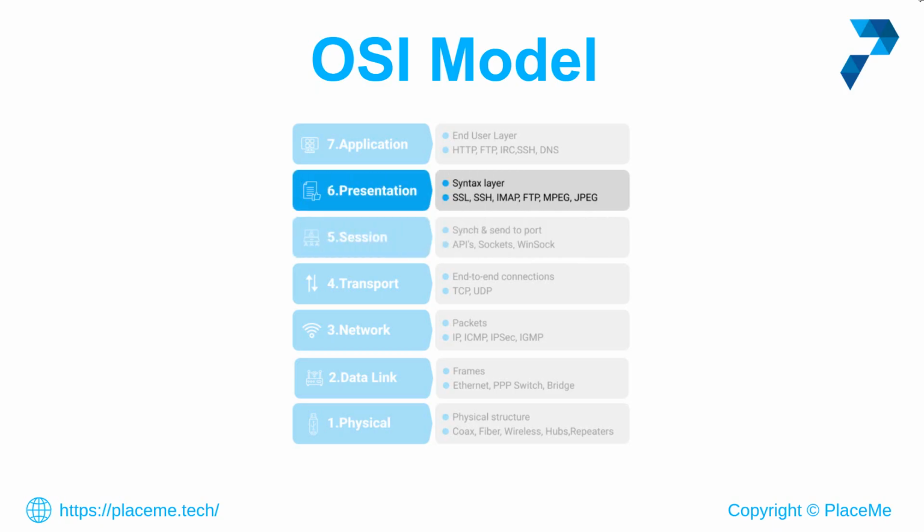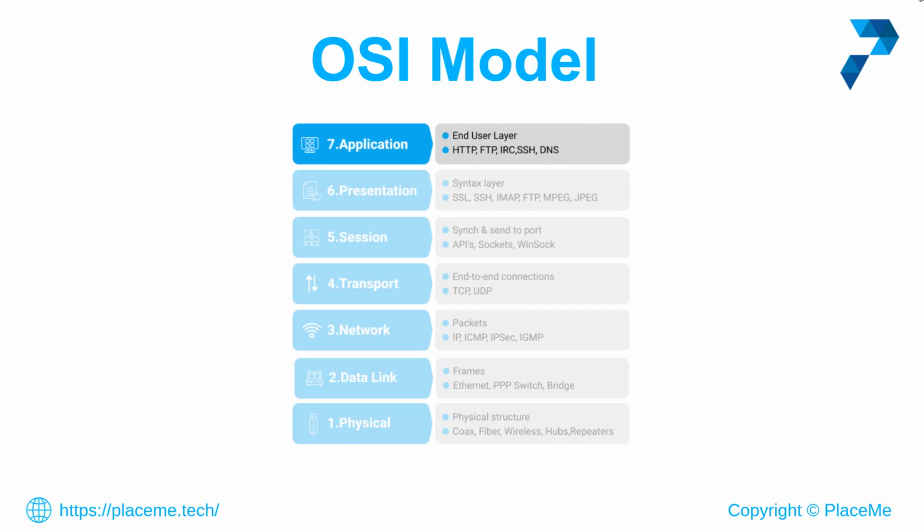Layer 6, the presentation layer. It acts as the translator of the OSI model. It handles data formatting, encryption for secure transmission, and compression to optimize bandwidth. Protocols like SSL and TLS operate here.